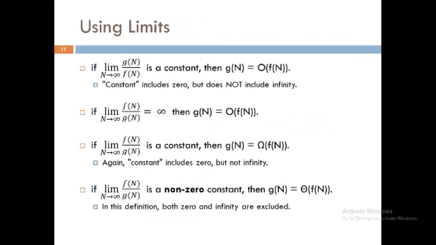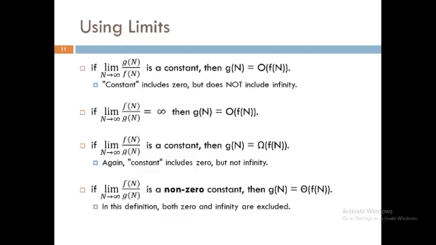Let's see here what is given in the first limit. It is g of n upon f of n, and at that time it should not include infinity. But here, if we invert this, f of n upon g of n is equal to infinity, then g of n is equal to little o of f of n. There should be no limit expansion.